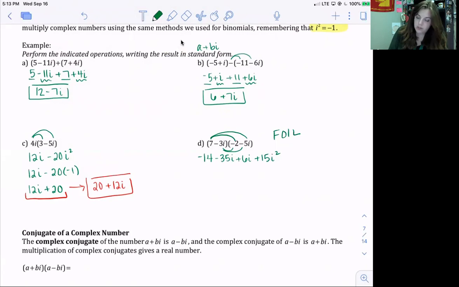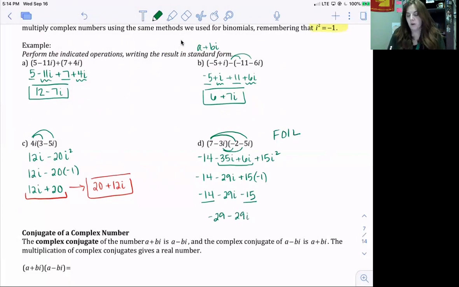So I'm going to simplify a couple things. Our -14 is just going to hang out. -35i plus 6i is a -29i. And then this is plus 15 times -1. We can rewrite that: -14 minus 29i minus 15. -14 minus 15 is -29, minus 29i. Check your answer to make sure you're in standard form. We have a plus bi, so we're good.